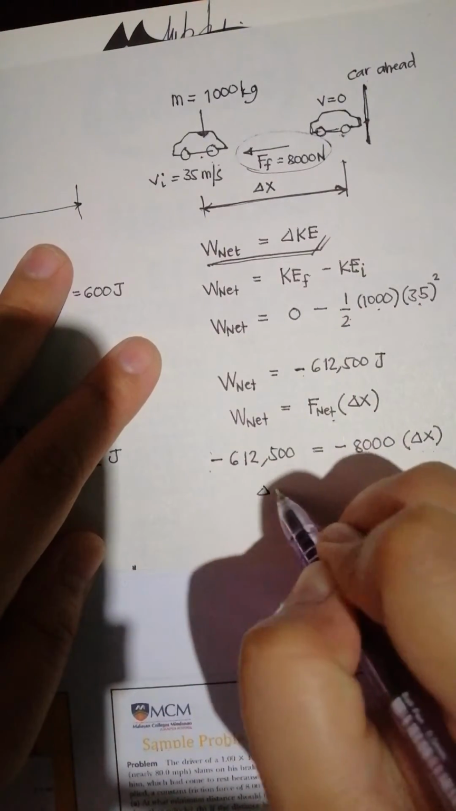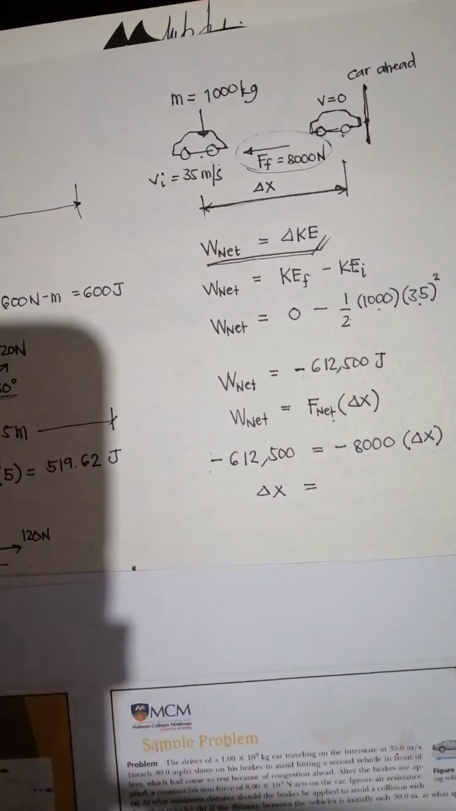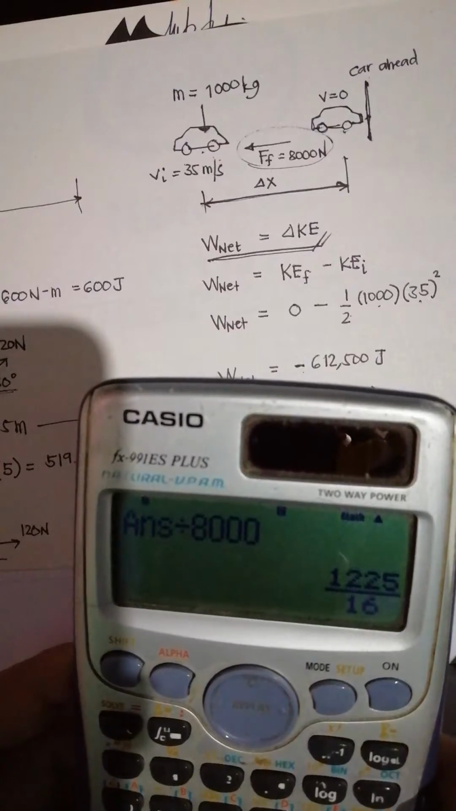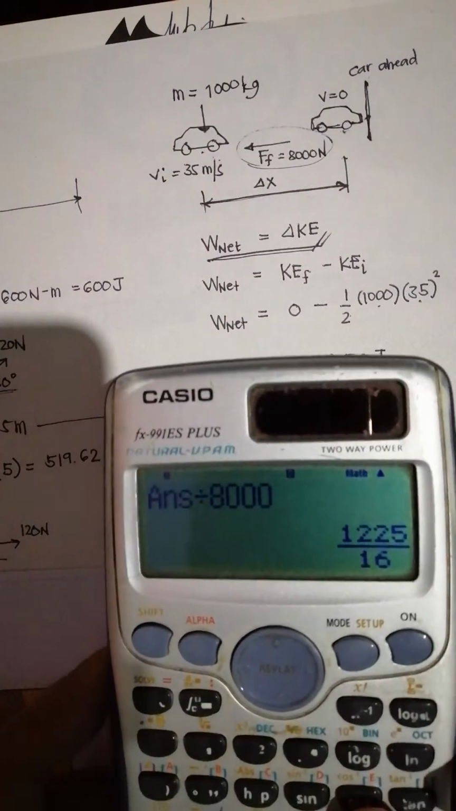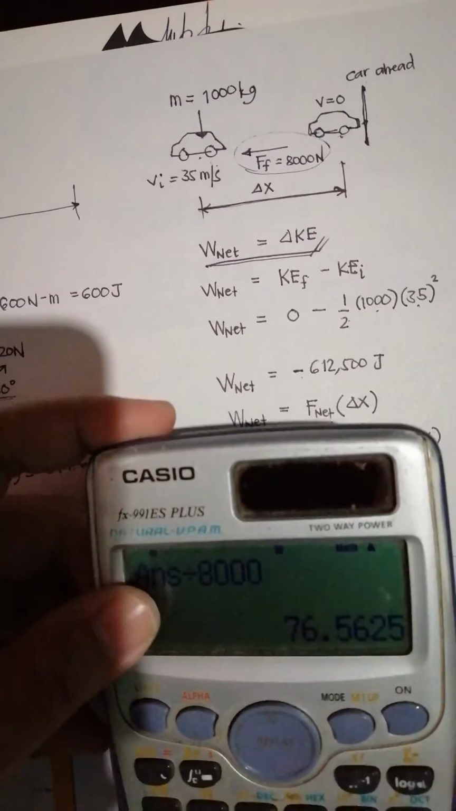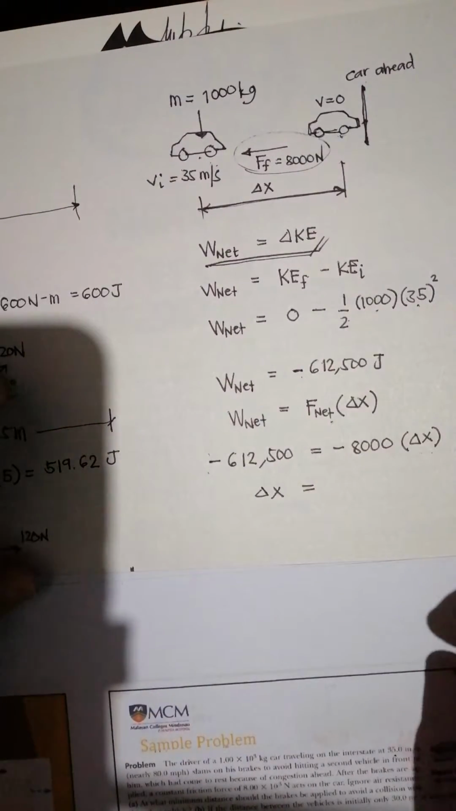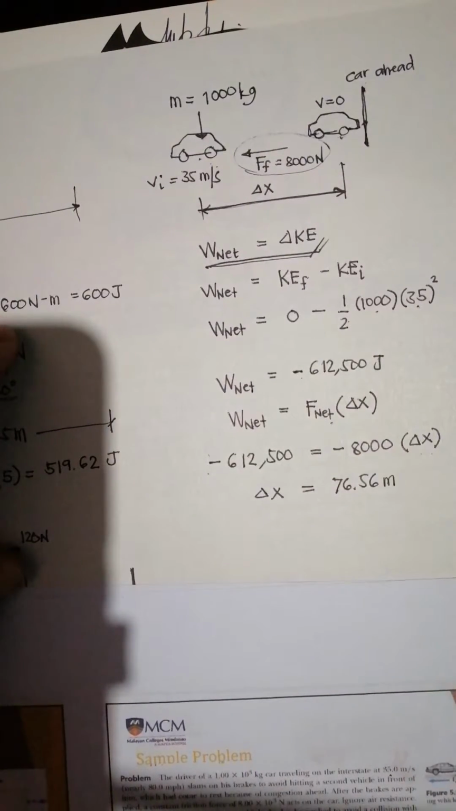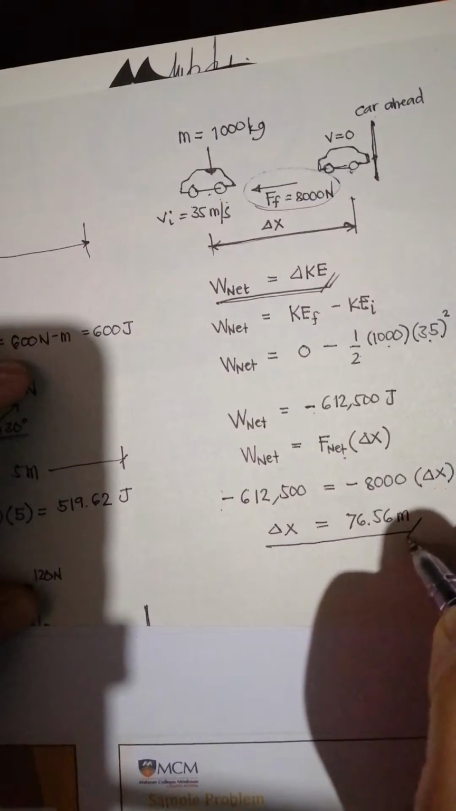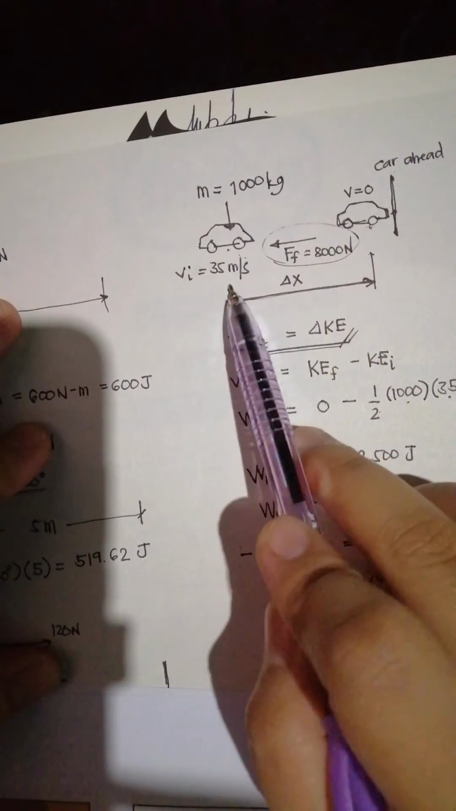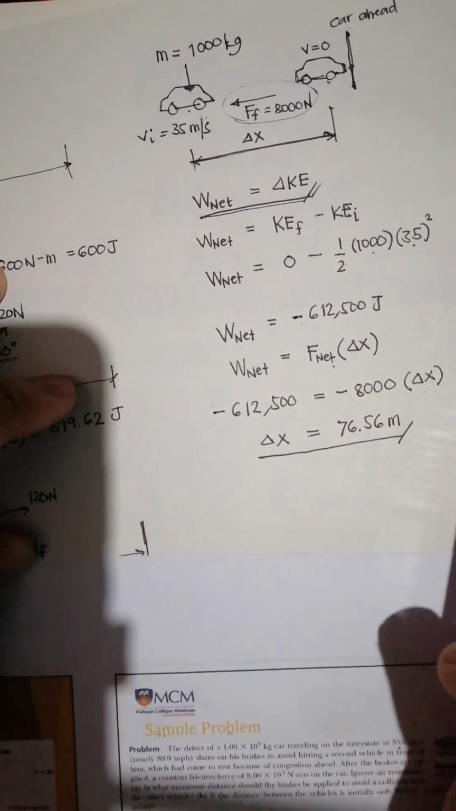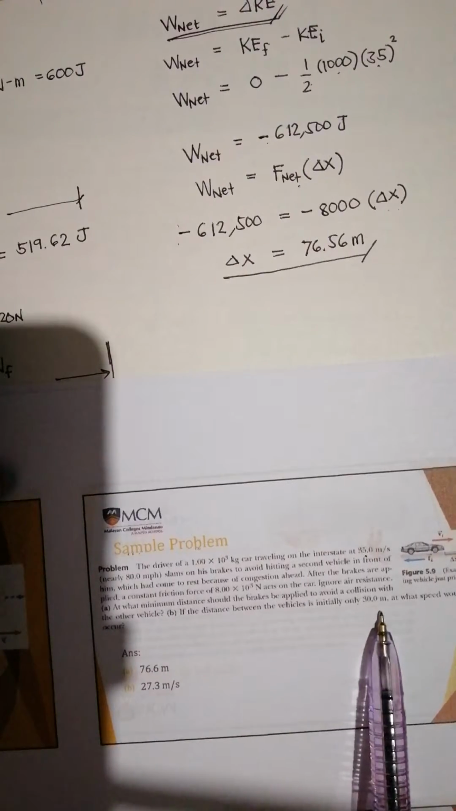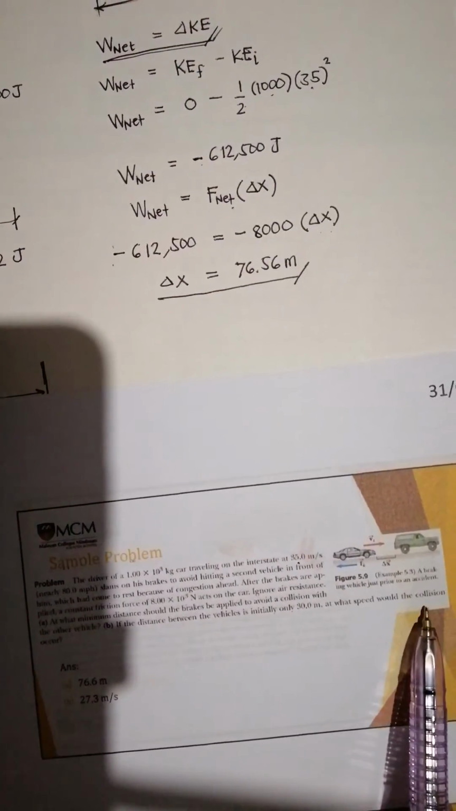So therefore, delta x should be equal to this divided by 8,000. That will be 76.56. So this should be the minimum distance that the brakes should be applied to avoid collision with the car ahead. Okay, next question. If the distance between the vehicles is initially only 30 meters, at what speed would the collision occur?